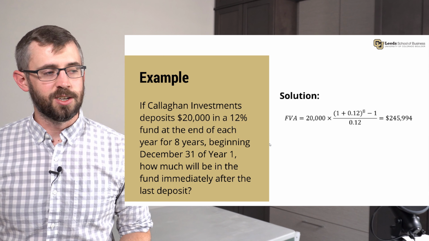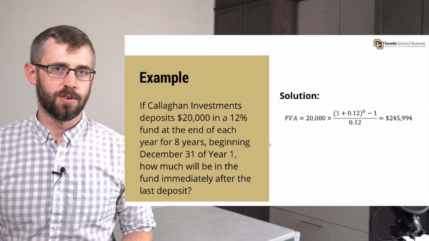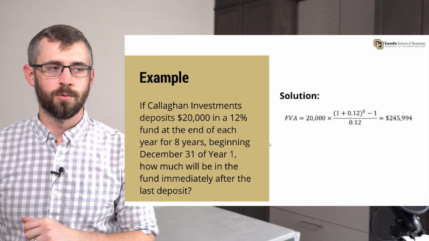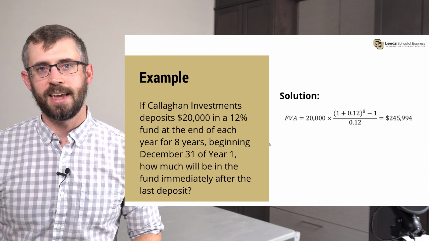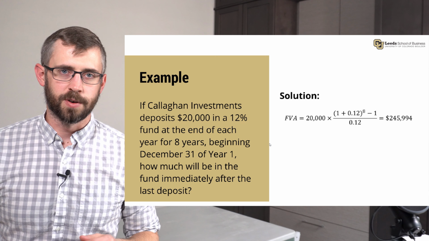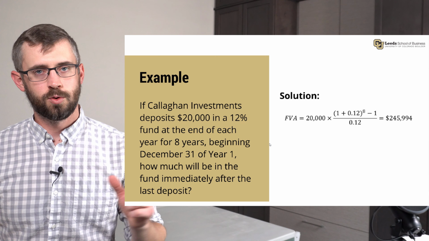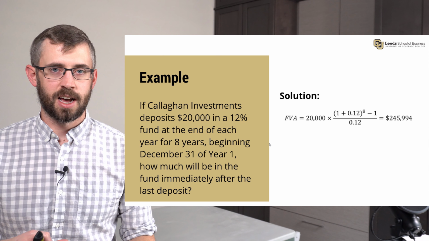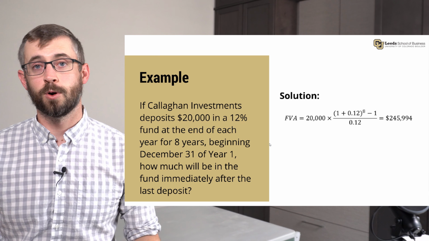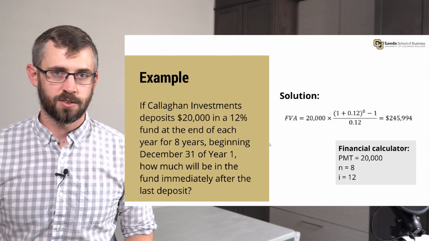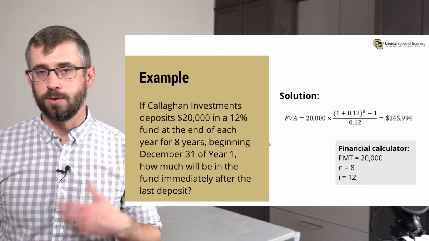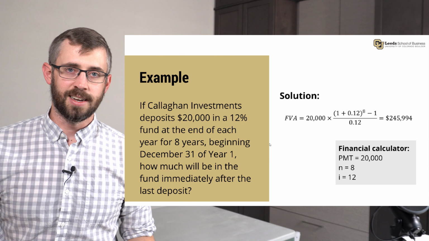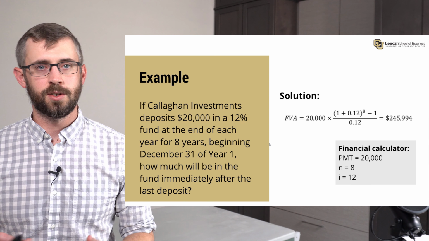We could plug this into our formula where we take the payment amount of $20,000 and multiply it by 1 plus the interest rate, 1 plus 0.12, raised to the 8, the 8 years. We subtract 1 in the numerator, and then we divide by that 12% interest rate. So at the end of these 8 years, those $20,000 payments are going to be worth about $246,000. If you want to plug this into Excel or a financial calculator, the payment will be $20,000, the N is 8 years, and the interest rate will be 12%.